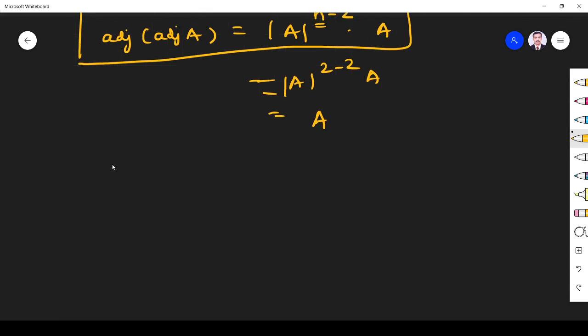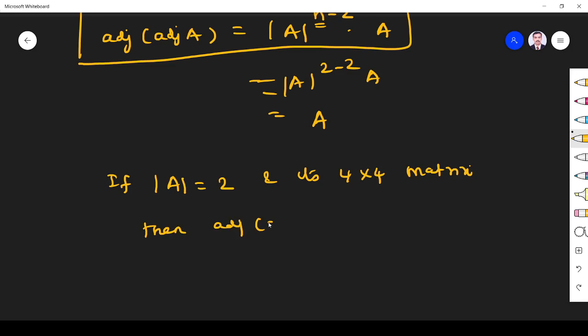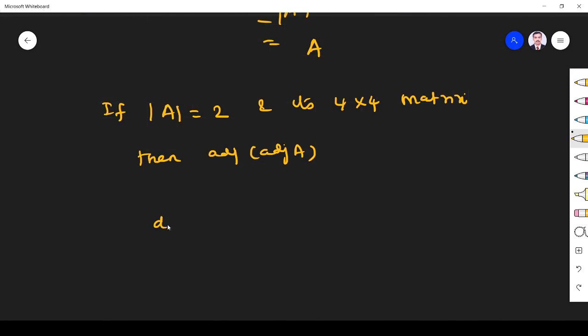Next, what different problem can we expect? If determinant A is equal to 2 and it is a 4 by 4 matrix, then what is adjoint of adjoint A? Just now we have seen the formula: adjoint of adjoint A is equal to mod A power n minus 2 into A.